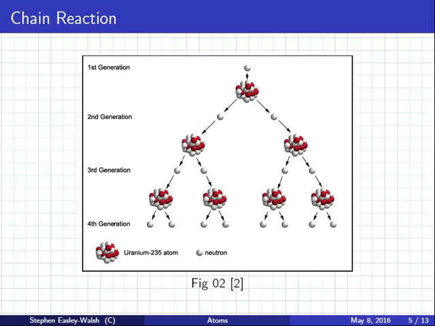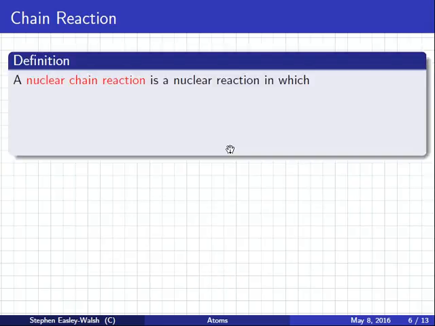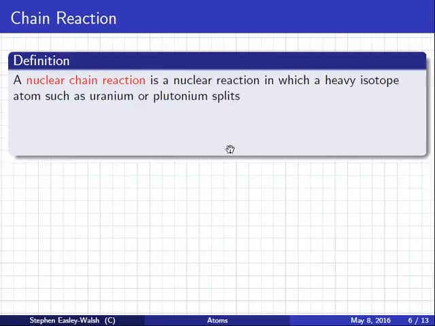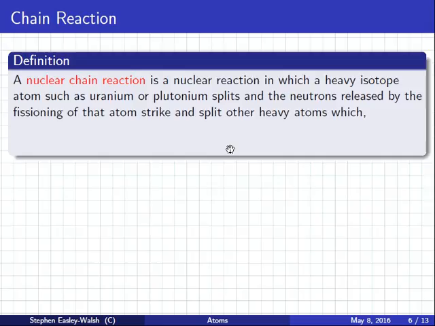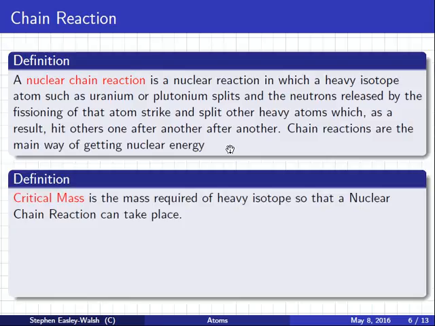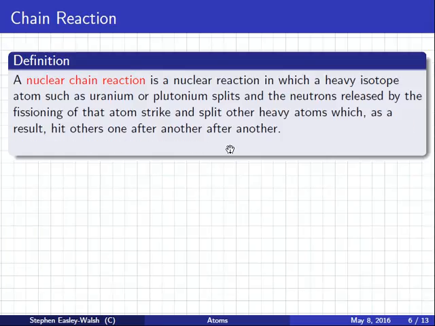Continue. Okay, so a chain reaction is a reaction in which a heavy isotope like uranium or plutonium splits, and the neutron released by the fission of the atoms strikes and splits other heavy atoms, which as a result hit other atoms one after another, and so on. The picture is easier to understand than this, but you need to write this down too. So this is the word definition of a chain reaction.